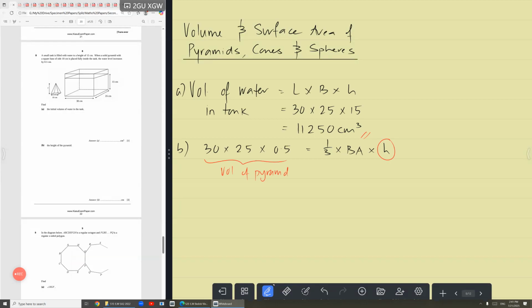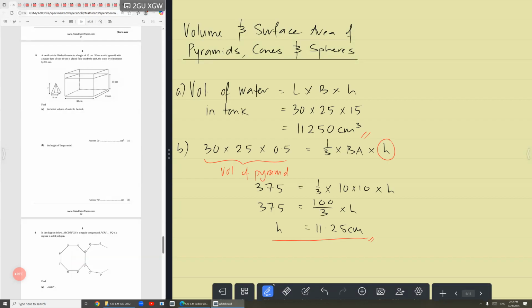Okay, so let's calculate our volume of pyramid first. 30 times 25 times 0.5 will give us 375. This is the volume of the pyramid, which is represented by the increment in the water level, right? So 1/3 times our base area. The base of the pyramid is a square, so it's basically 10 times 10, then multiply by the height here. So 375 equals 100 over 3 times h. Therefore, h is simply 375 divided by 100 over 3. And what we'll get is simply 11.25 centimeters. It's an exact value, so we just give it as it is. That is the height of the pyramid.